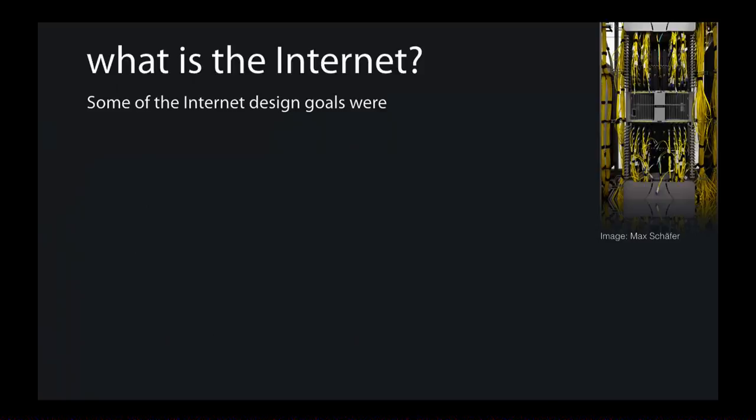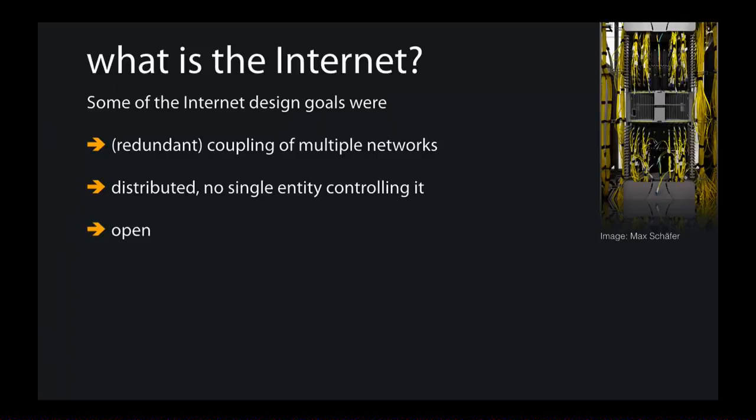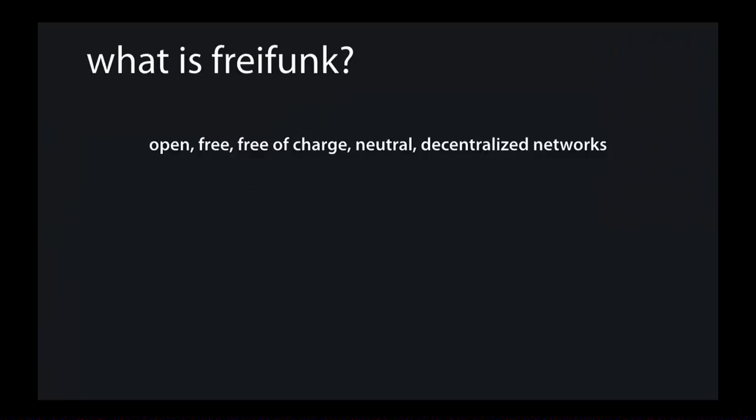So obviously the internet is a coupling of multiple networks, hopefully redundant. It was supposed to be distributed, with no single entity controlling it, it was supposed to be open, and it was supposed to be neutral. So the infrastructure is separate from the data which is transported, and everything is treated equally. We all know what the state of the internet is, but I think those design goals are still valid. So what we do at Freifunk is open, free of charge, neutral, and decentralized networks. Plural, actually, because it's not one network, it's many.